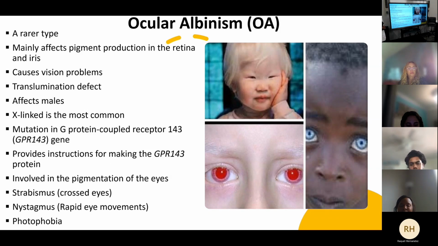This occurs because of the mutation in the G protein-coupled receptor 143 gene, which provides instructions for making the GPR143 protein, which is involved in the pigmentation of the eyes. So this will cause strabismus, which is cross-eye, nystagmus, which is rapid eye movements, and photophobia. And these are just some examples of people who have ocular albinism.